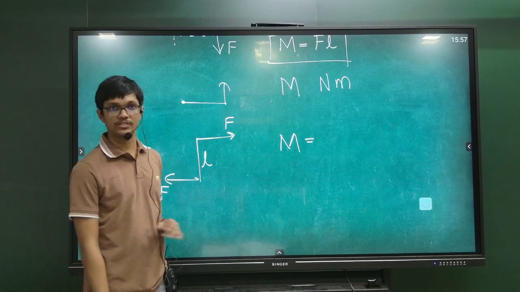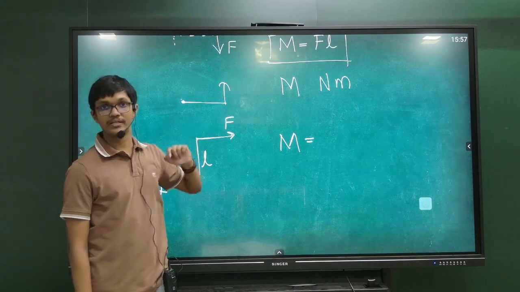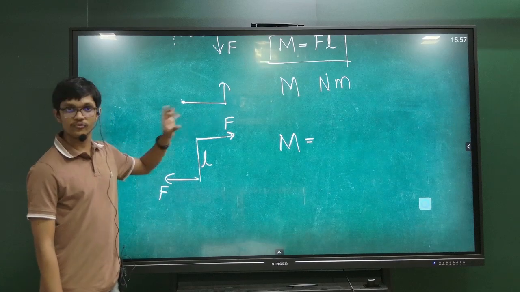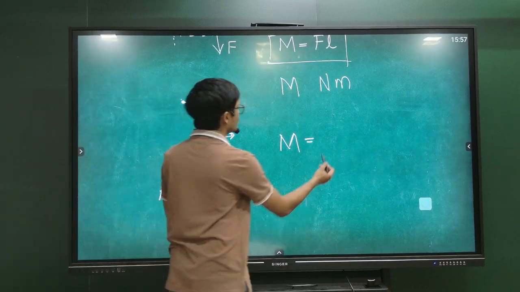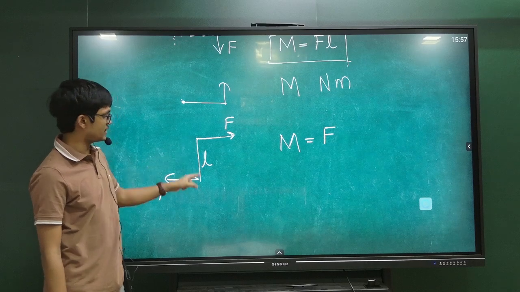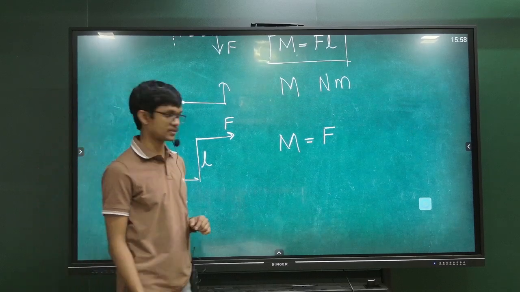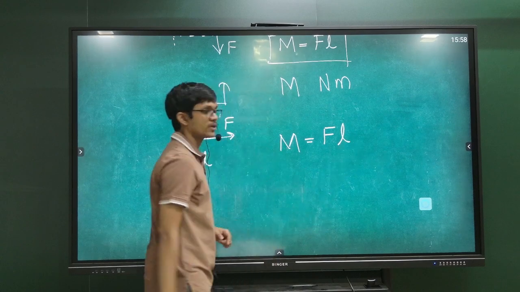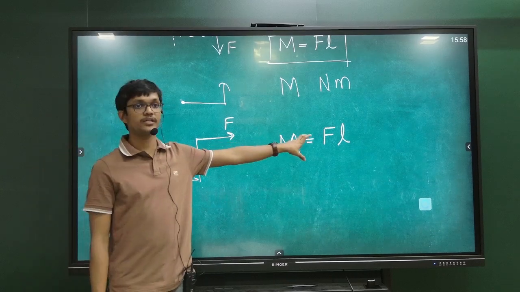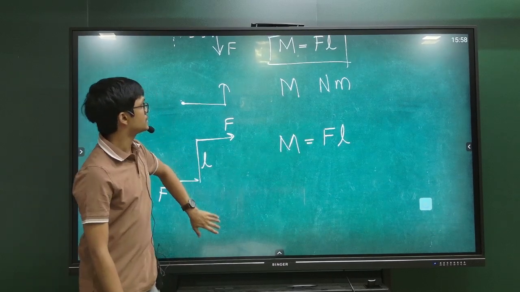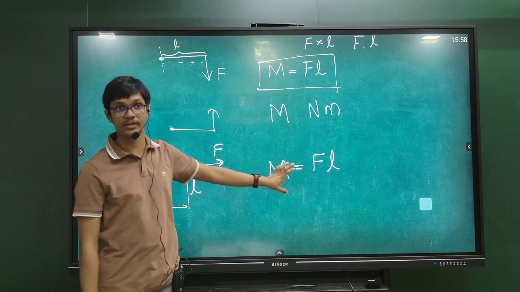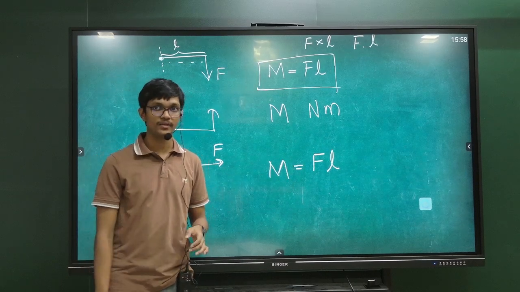But in this situation, the equation for moment is, again, you get the value of one force F, clear, and you multiply it by the distance between these two forces. This is how you get the moment of a couple, clear? This is the equation for moment of a couple. This is the equation for moment of a single force.